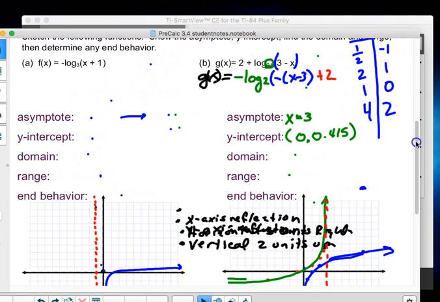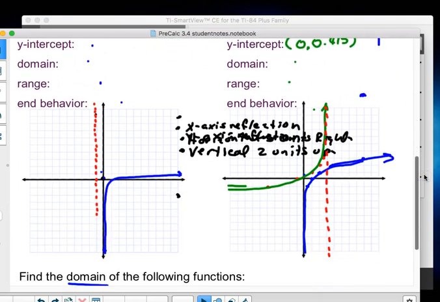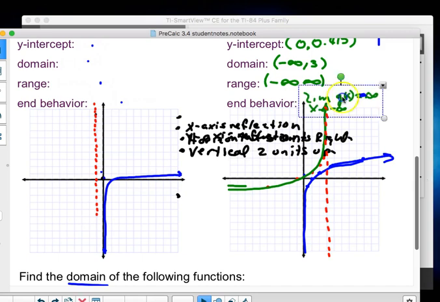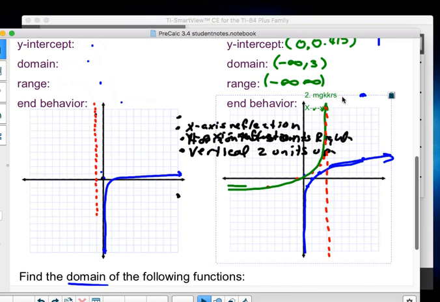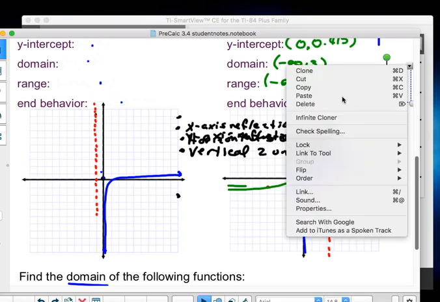Now my domain. Let's talk about domain. Domain of my green function goes from negative infinity to 3. My range of my green function goes from negative infinity to infinity. And my end behavior as x approaches negative infinity is going to be negative infinity. That should be negative infinity. I'm not sure what I did wrong here. I think they just kind of absorbed each other. We're just going to get rid of that.